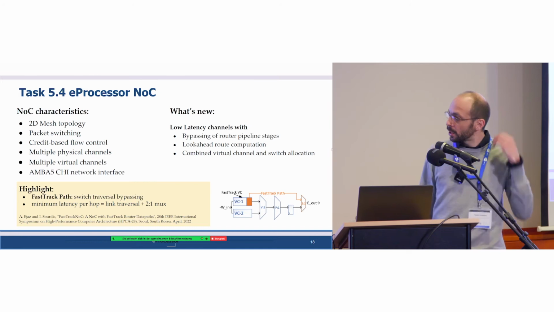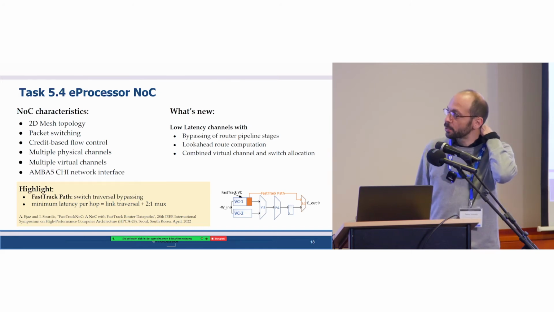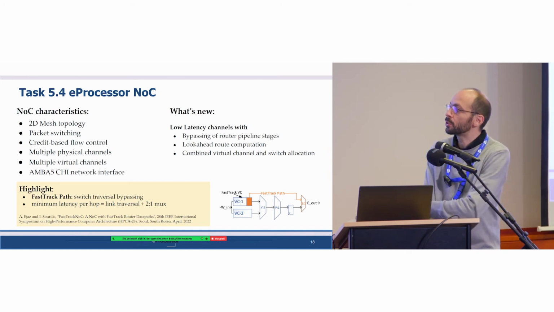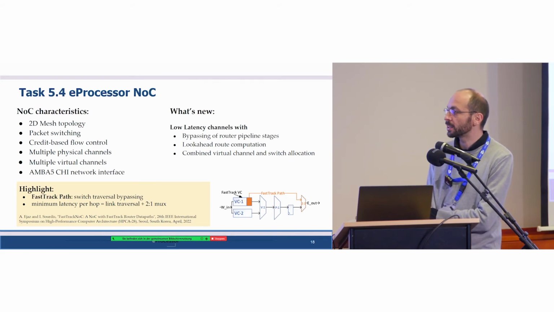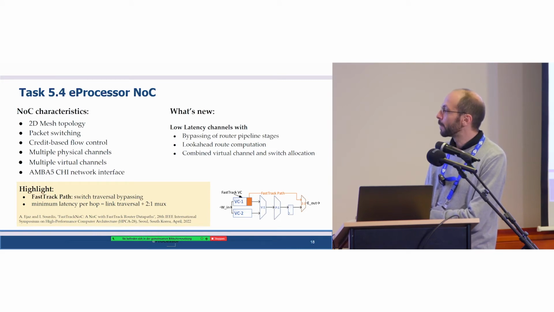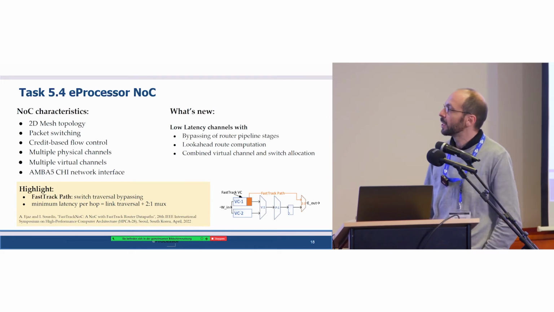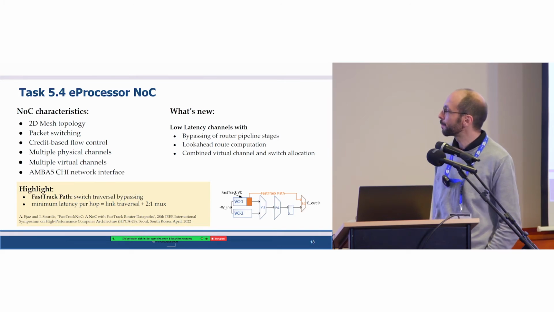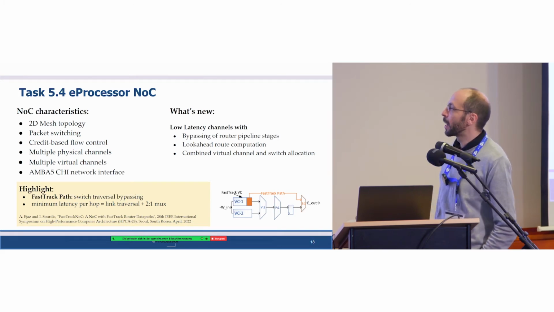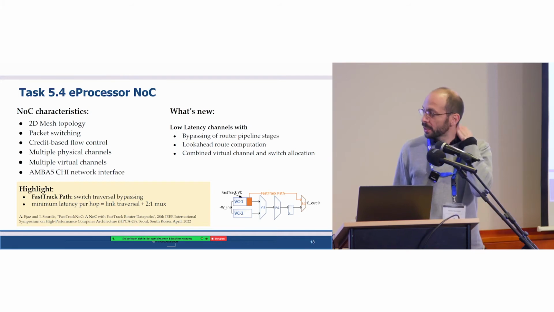The NOC features a 2D mesh, packet switching, credit-based flow control, multiple physical and multiple virtual channels. It's again AMBA 5 CHI compatible. It features low latency channels that can bypass router pipeline stages and can do look-ahead route computation, and it can combine virtual channel and switch allocation.